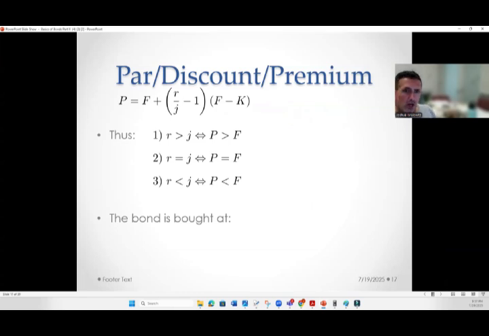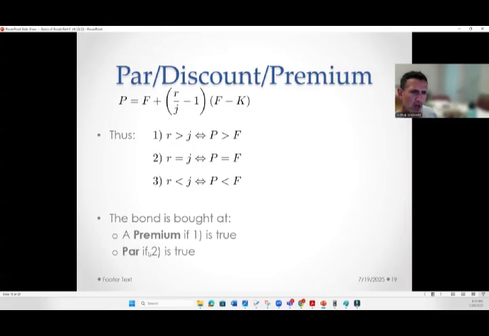Okay, so if one is true, we say the bond is bought at a premium. And to be clear, when I say we, this is very generic financial terminology. Actuarial science, accounting, finance, whatever. This is universal terminology.